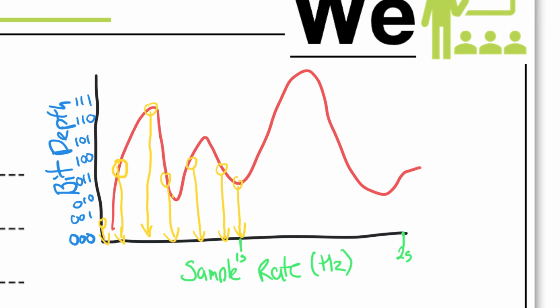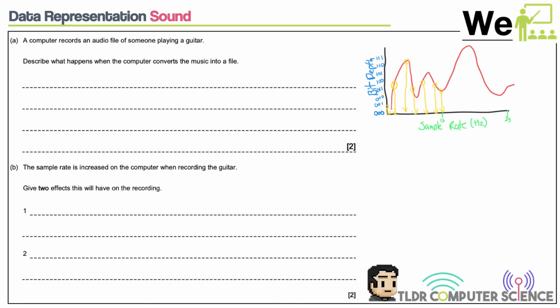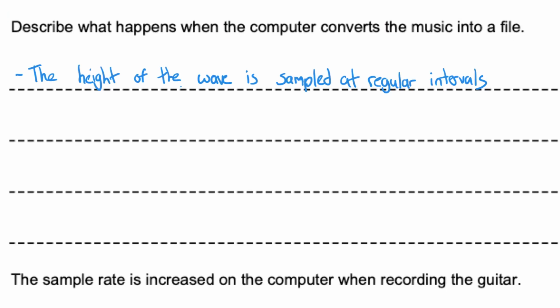So now let's come back to the actual question we were trying to answer. It says, describe what happens when the computer converts the music into a file. So how do we take this analog wave and turn it into a digital binary result? So to start off, I'd say that the height of the wave is going to be sampled and then recorded. So the height of the wave is sampled at regular intervals.